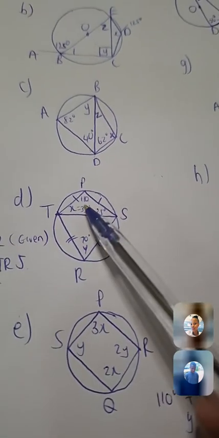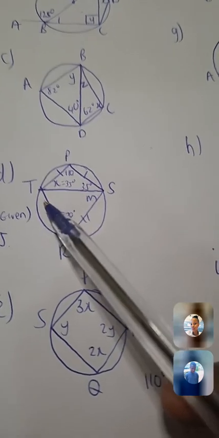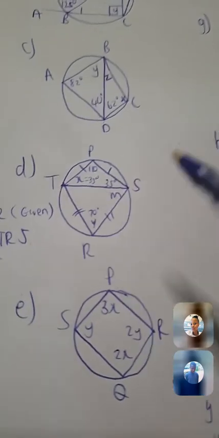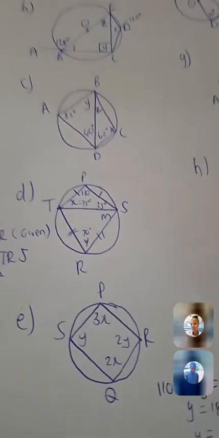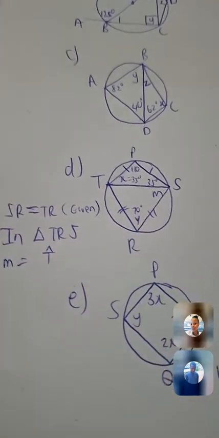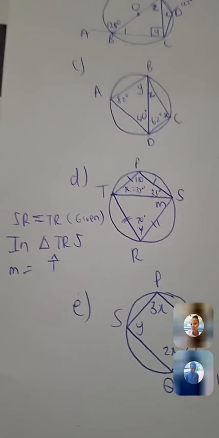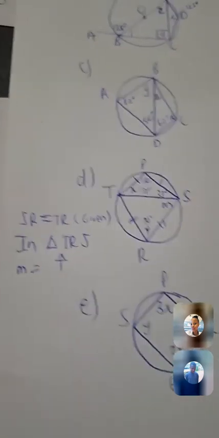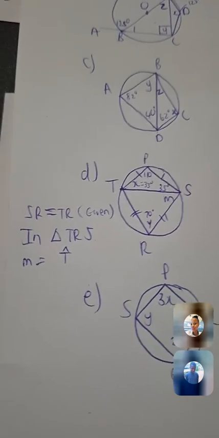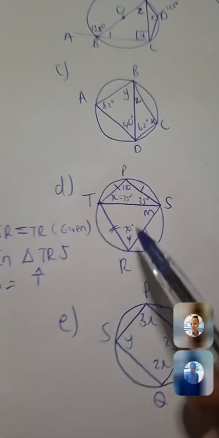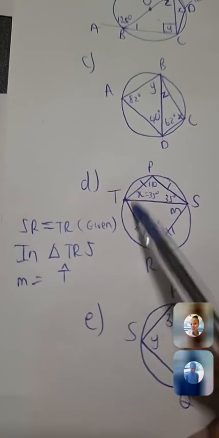You must use the sides. This is STR. This is RST. You must use that name to identify the angle, if you do not tell me the triangle. These are important things, because in the exams, when you are marked externally, if you don't care about these things, you will lose marks unnecessarily. You need to be specific. So yes, if you say in triangle TRS, then you can say M is equal to angle T or angle T is equal to M.